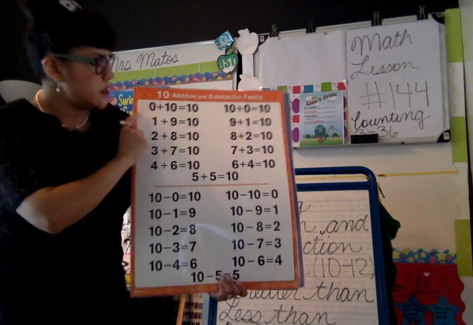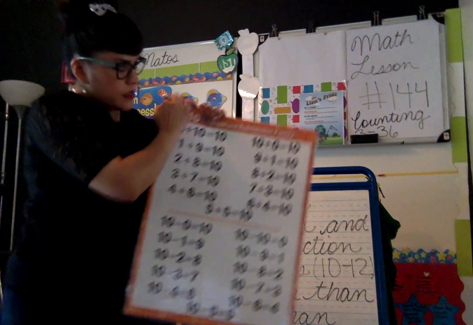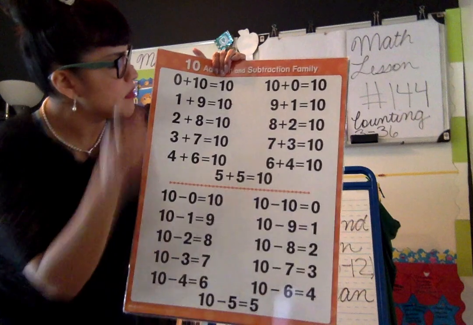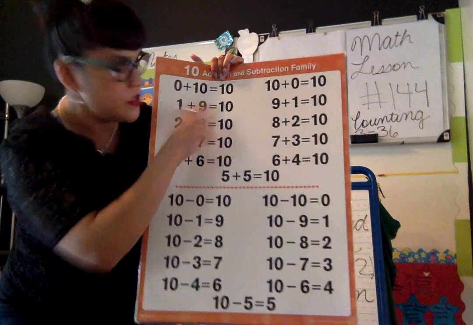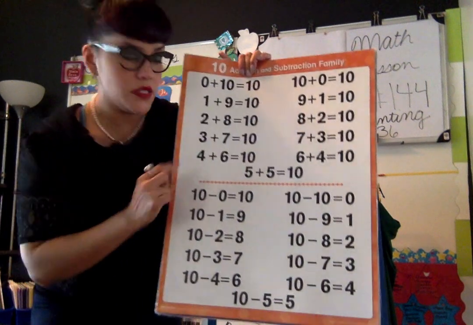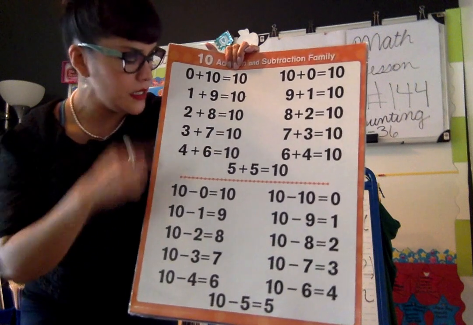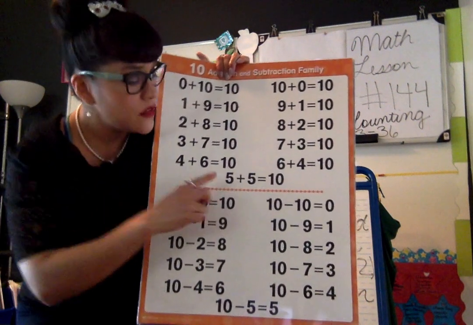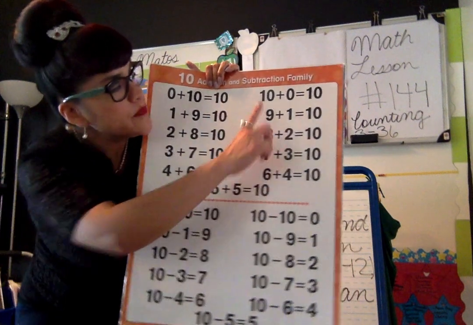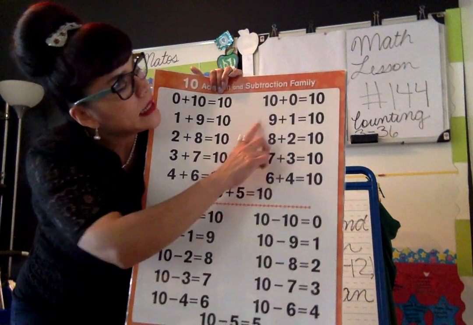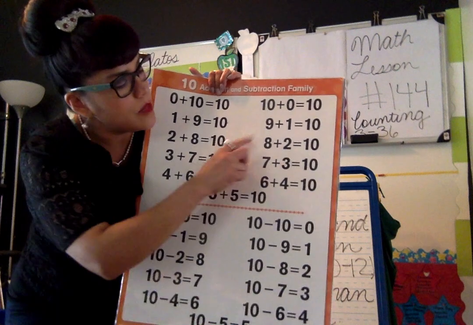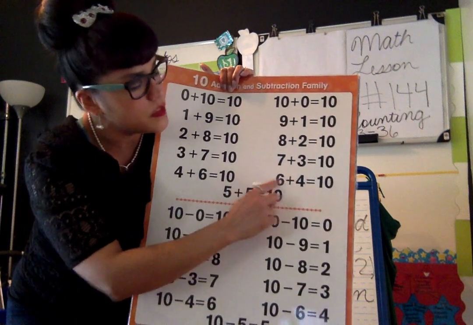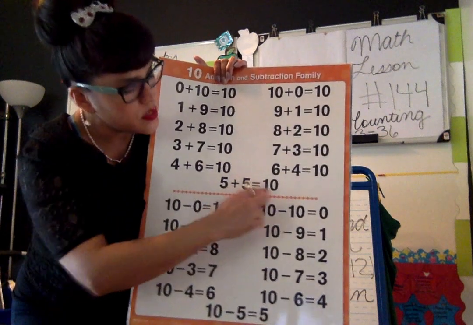All right. So the first thing is we're going to practice our family of tens. All right. Ready? 0 plus 10 is 10. 1 plus 9 is 10, 2 plus 8 is 10, 3 plus 7 is 10, 4 plus 6 is 10, 5 plus 5 is 10, 10 plus 0 is 10, 9 plus 1 is 10, 8 plus 2 is 10, 7 plus 3 is 10, 6 plus 4 is 10, 5 plus 5 is 10.